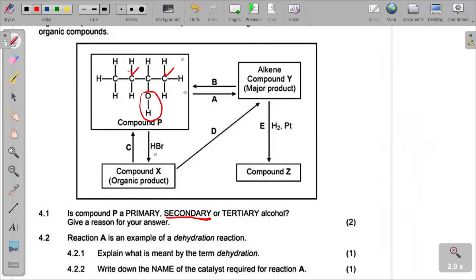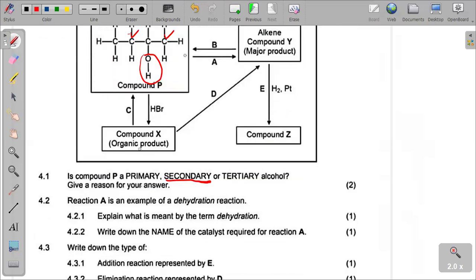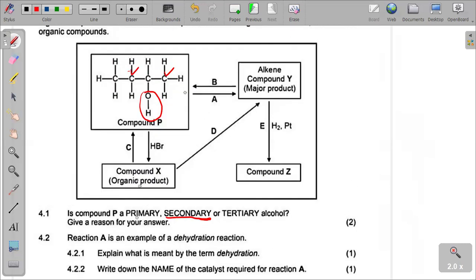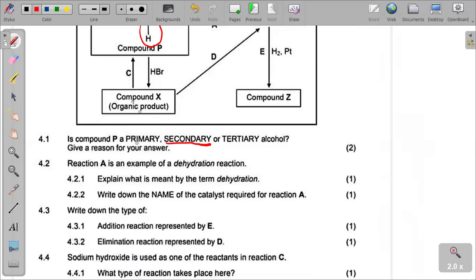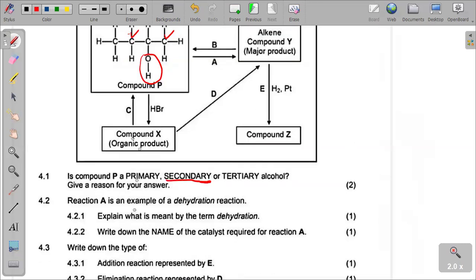We're just saying it's a secondary alcohol because the carbon atom bonded to the hydroxyl is also bonded to two other carbon atoms. So 4.1 we've answered there. Let's go to 4.2. Question 4.2 says reaction A is an example of a dehydration reaction. As a matter of fact, dehydration is a type of elimination reaction. Explain what is meant by the term dehydration.